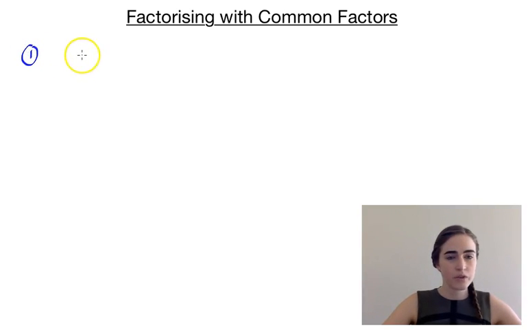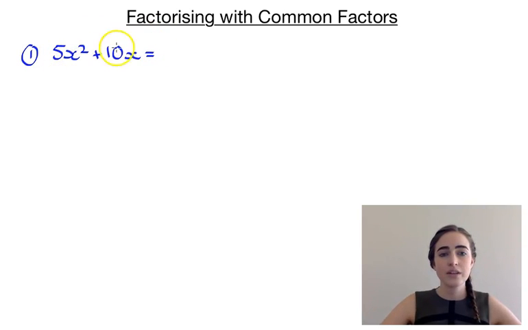Our first one, we have 5x squared plus 10x. So we're looking for the highest common factor. If we look at the numbers first, we can see that 5 is a common factor. And if we look at the variables then, we can also see that x is a common factor. So our highest common factor is going to be 5x.